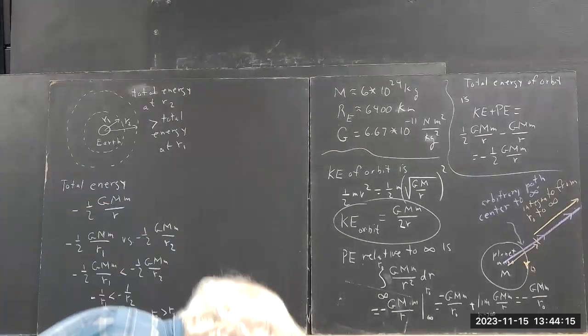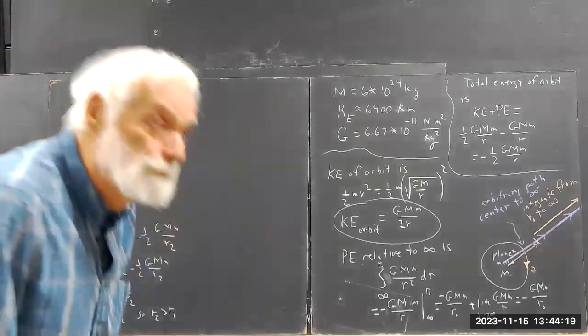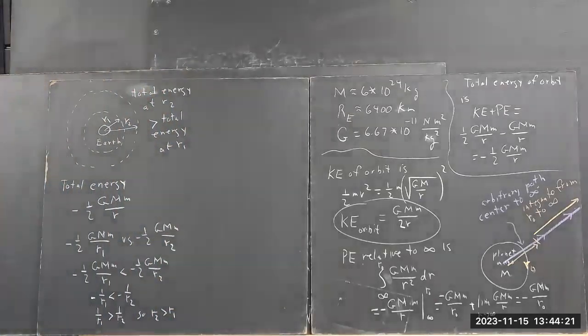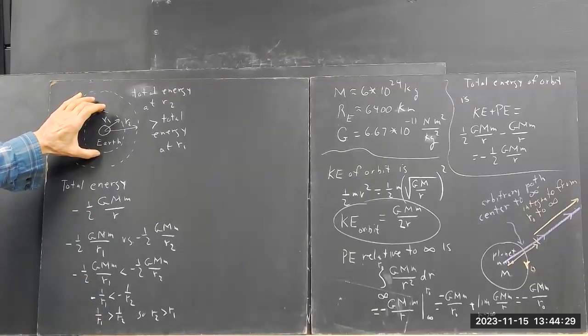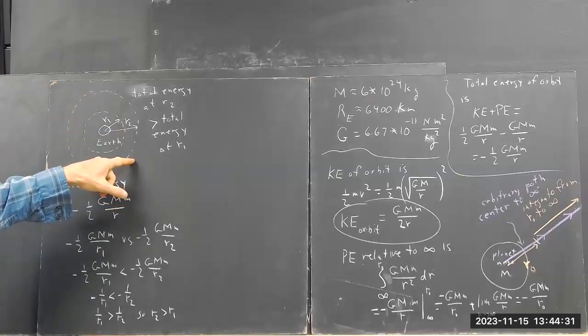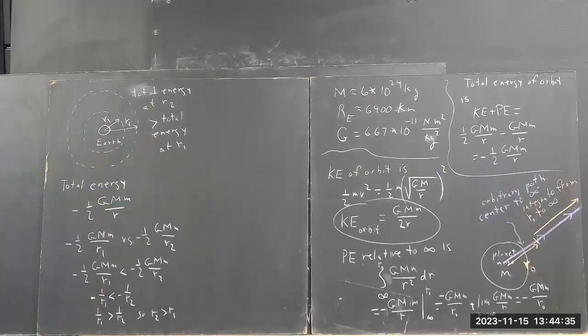Because both are negative, and each is equal to the negative of the kinetic energy. So the negative of this greater kinetic energy is less than the negative of this lesser kinetic energy. Okay, all kinds of ways you can do it, but that's intuitively not real clear.